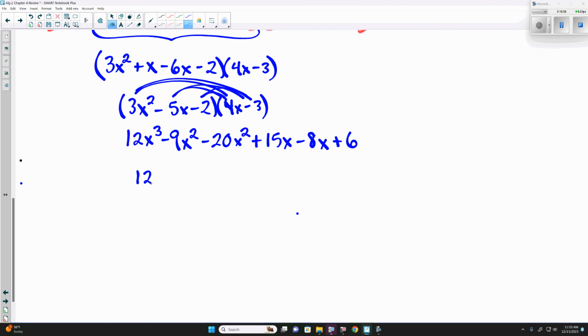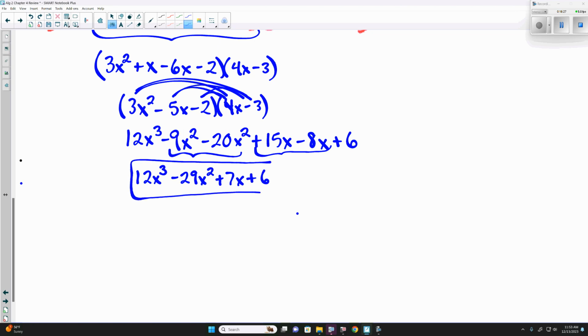And last but not least, we need to combine our like terms. And luckily for this one here, the like terms ended up being next to each other. Negative 9x squared minus 20x squared is negative 29x squared. 15x minus 8x is plus 7x. And then we have our constant term, 6. So we get this here. Questions on any of this here so far?